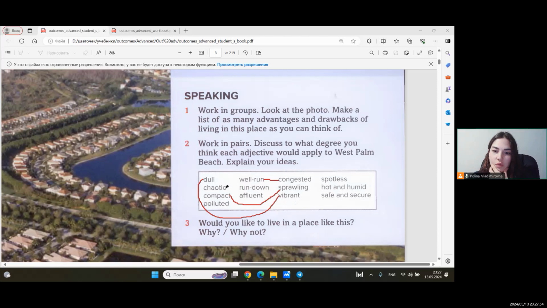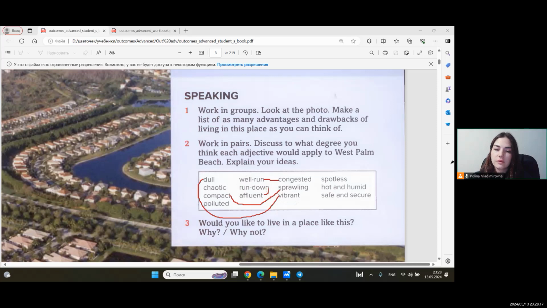Chaotic, do we have any? Chaotic. Maybe it's all about crowded streets, right? And a hectic lifestyle, maybe. Rundown, and the opposite is affluent.